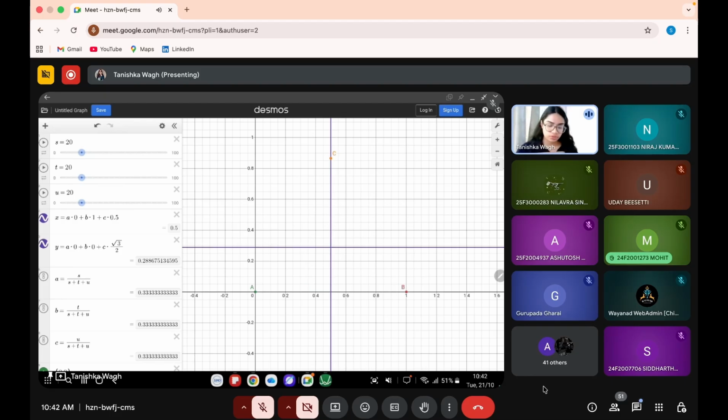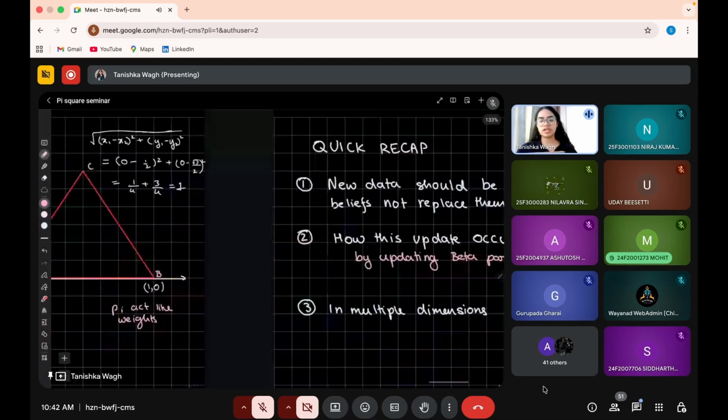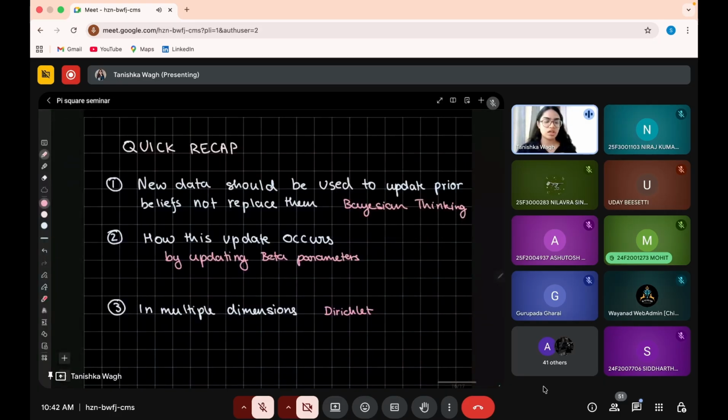So let's do a quick recap of what we've done so far. The first thing we said was that new data should be used to update prior beliefs, not replace them. That is called the Bayesian thinking method. It's also a bit of a philosophical tool almost, wherein it's more accurate than just seeing new data in isolation. So that is Bayesian thinking. That's where Bayes' theorem comes into play.